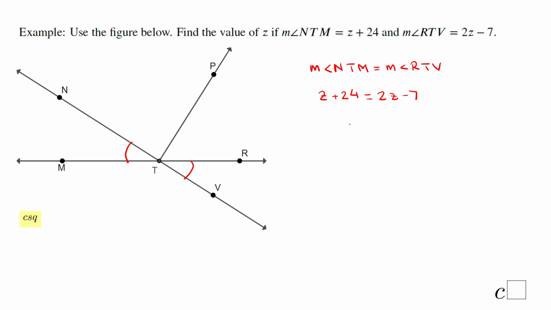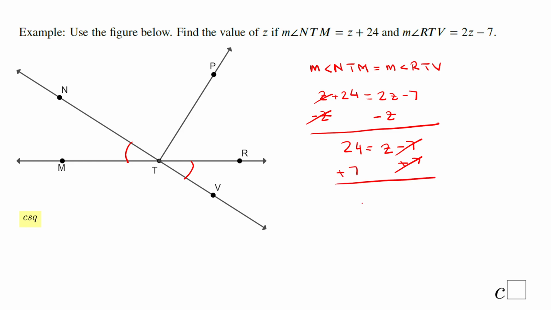So now how we're gonna solve this one? Many ways. I personally will subtract z to get rid of this z. Don't forget to do that on the other side. And then we have here 24 equals just z minus 7. I'm gonna add 7 to get rid of this minus 7. And I have 24 plus 7, that is 31. Z is 31. And that's it.